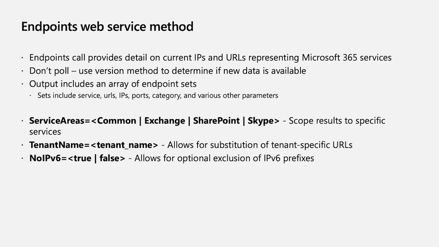As input to the method, you can provide the service areas that you're specifically looking for, or optionally just leave that parameter out and get everything.